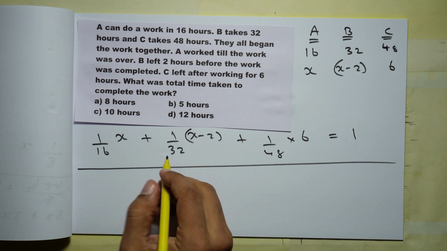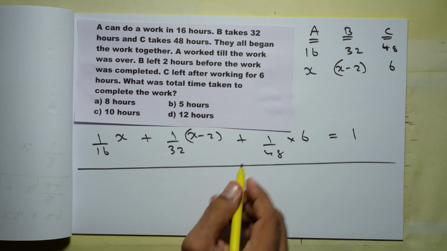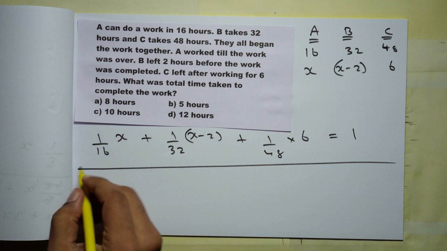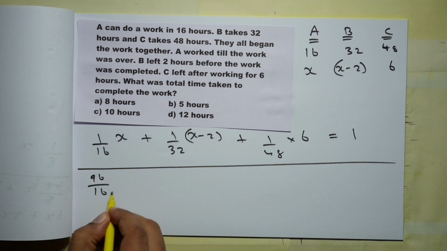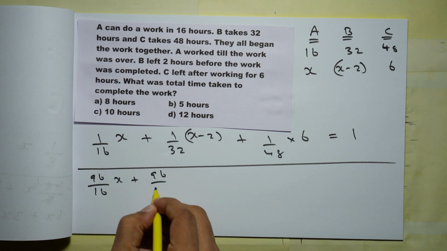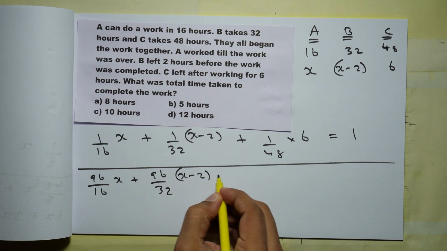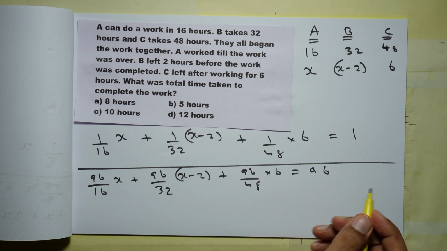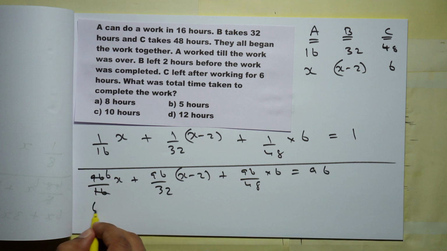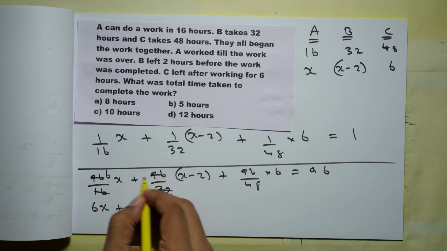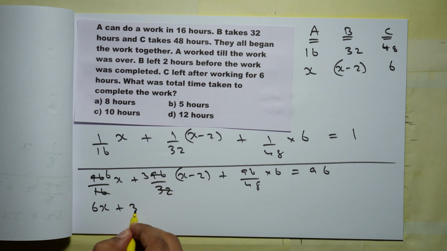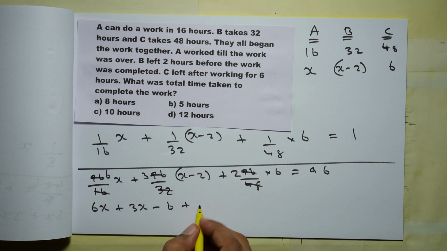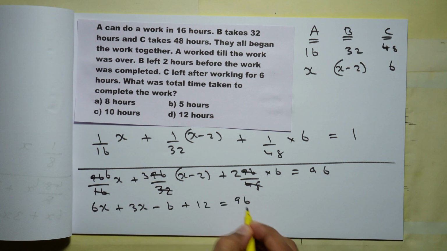Now we will multiply by the LCM of 32 and 48, that is 96. Then all the denominators will go off. Then we can easily solve. So multiplying by 96, 96 by 16 into x plus 96 by 32 into x minus 2 plus 96 by 48 into 6, that is equal to 96. 16 divides 6 times, so that will be 6x. 32 divides 3 times, so 3 into x minus 2, 3x minus 6. 48 divides 2 times, so 2 into 6 gives you 12. That is equal to 96.